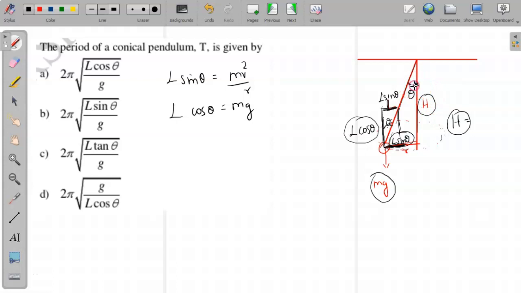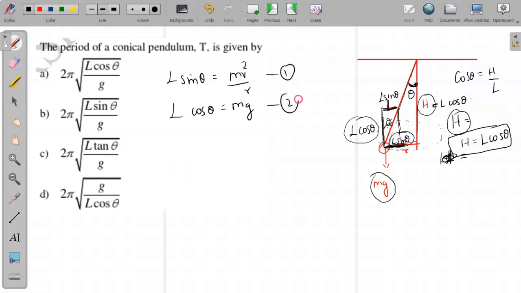Here cos theta is equal to adjacent side by hypotenuse L. So the height h is equal to L cos theta. We need to remember this, the height is equal to L cos theta. Okay, now here is equation number 1, here is number 2.